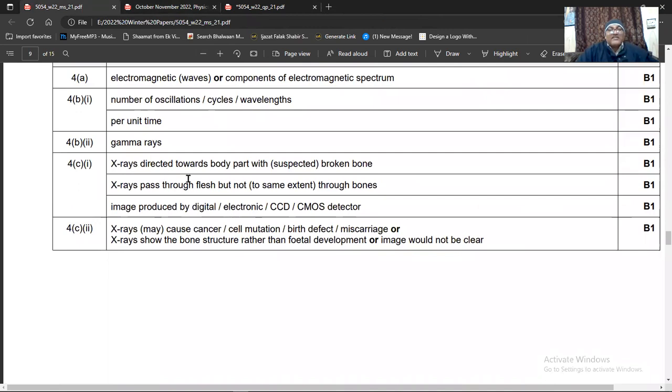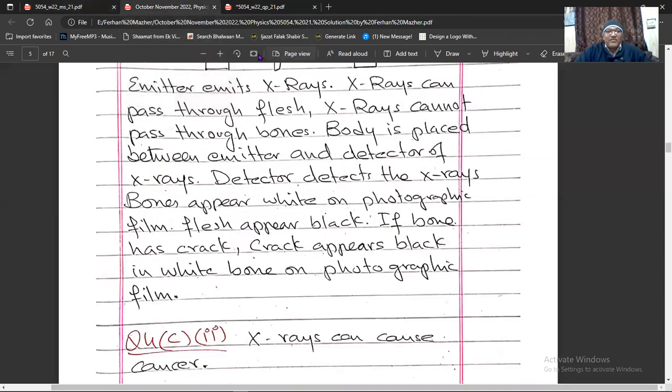He says the X-rays are directed towards the body part with the suspected broken bone. X-rays pass through flesh, but not to the same extent through the bones. The image is produced by a digital electronic CCD or CMOS detector. Now we also use digital imaging, but in Pakistan nowadays we still use that photographic film. But we can have digital imaging also.